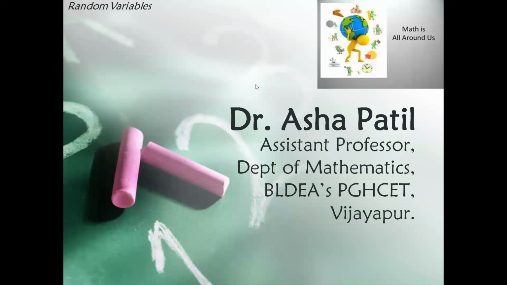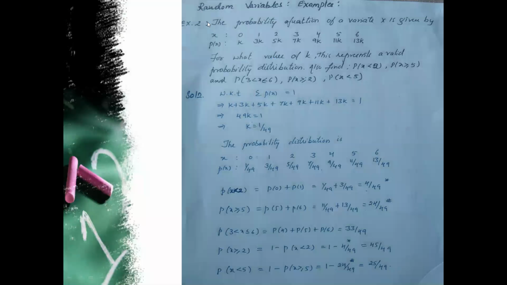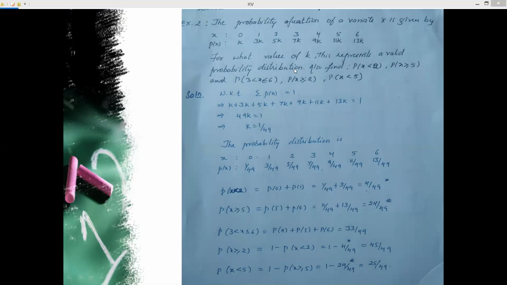Hello friends, let us see examples on random variables. So let us consider an example. The probability function of a variate x is given by this table here. X and p of x are given here. Values of x are 0 to 6 and correspondingly values of p of x are given. Now for what value of k, this represents a valid probability distribution.